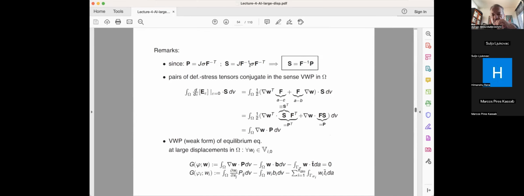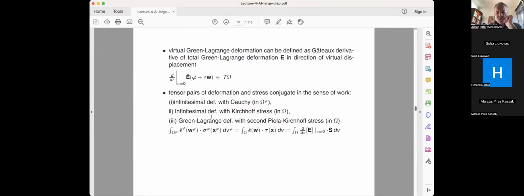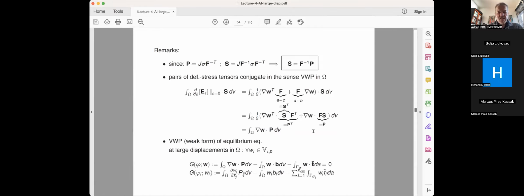However, even if you did not think that the first Piola-Kirchhoff stress is a natural replacement of, let's say, the true stress in the weak form, it's very easy once you understand this transformation to see that you can actually do it. Namely, I start with this transformation, which expresses the variation of the Green-Lagrange strain times the second Piola-Kirchhoff stress.